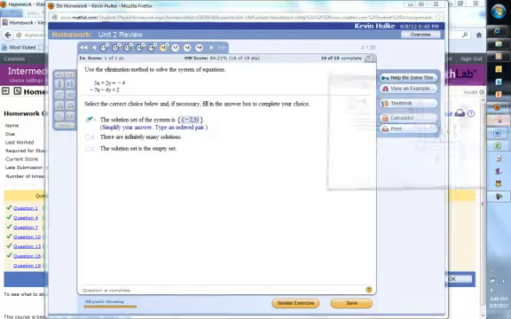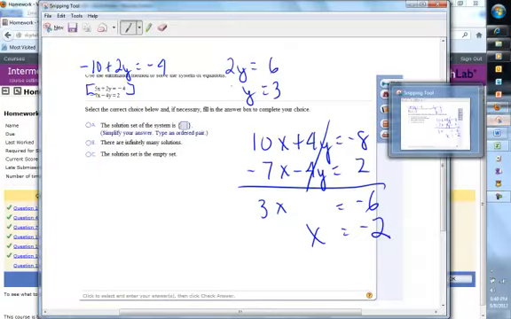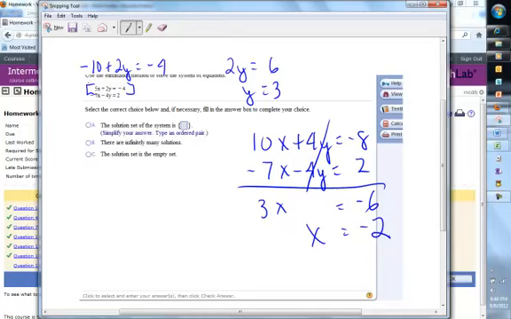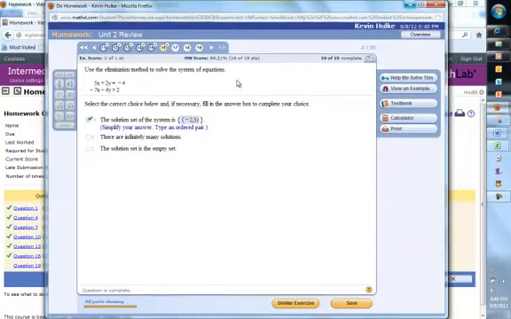Now you could also do this one just entering it into your calculator, because it is set up in the right form the way it is. Number 17.